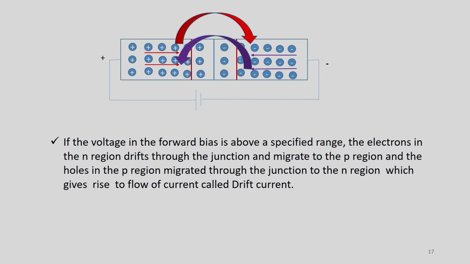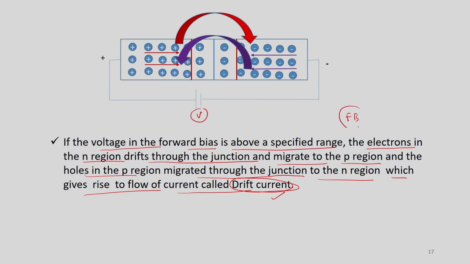So, what happens if this voltage in the forward bias is above the specified range, okay, the electrons in the n region drift through the junction and migrate to the p region, and the holes in the p region migrate through the junction to the n region, which gives rise to the flow of current called drift current. Okay. So, drift current is related to forward bias, and diffusion current is when there is no bias.